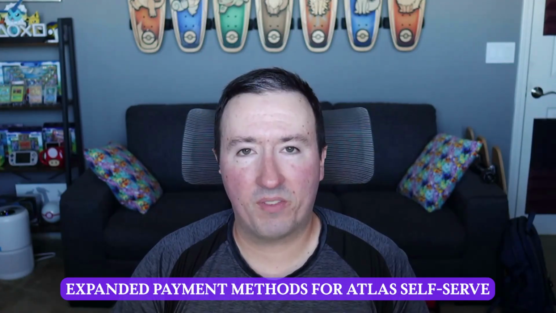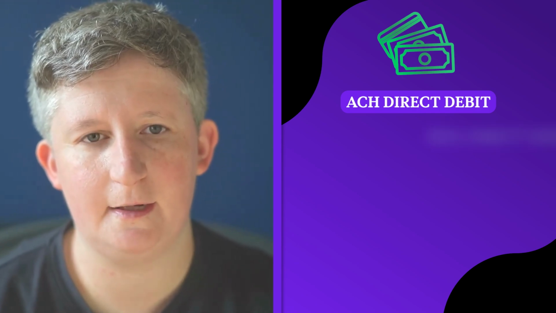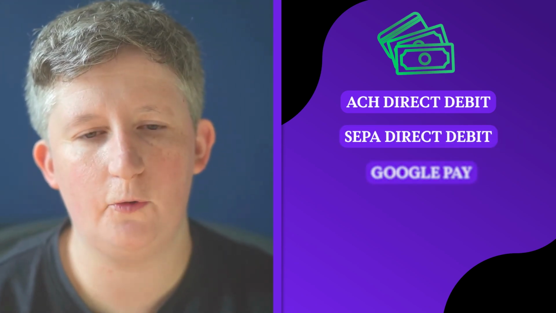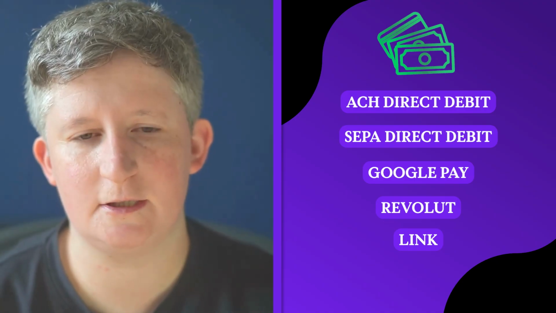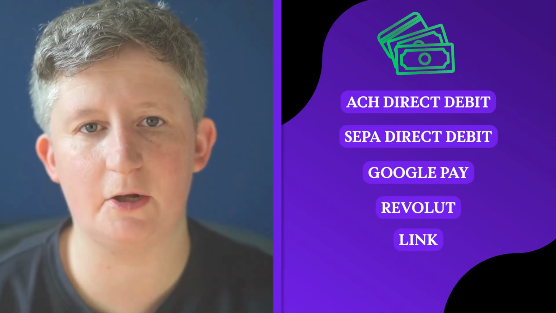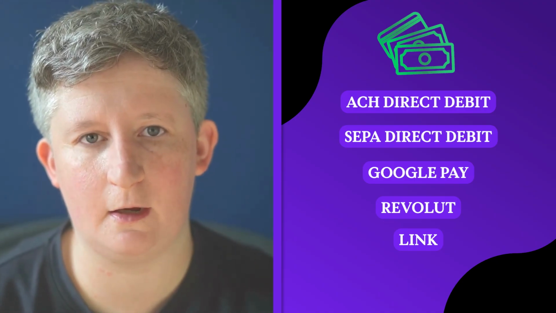And speaking of flexibility, we've also expanded payment methods for Atlas self-serve. That's right. So we've added 5 new payment methods at checkout: ACH direct debit, SEPA direct debit, Google Pay, Revolut, and Link. So this gives self-serve customers, especially those outside of the US, much more payment flexibility beyond credit cards and PayPal.